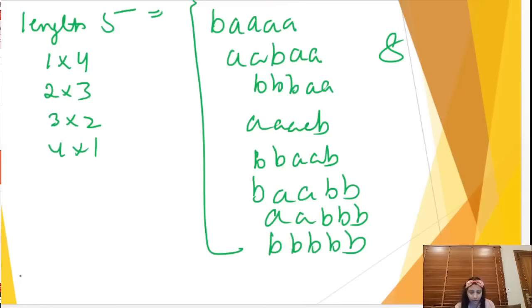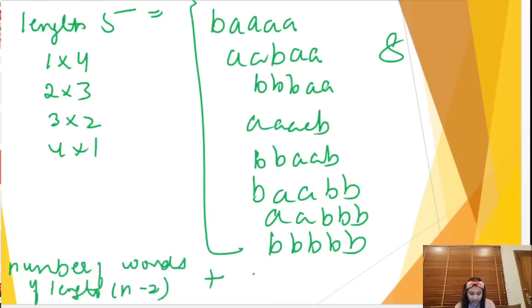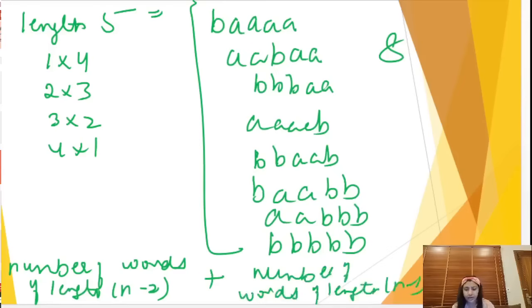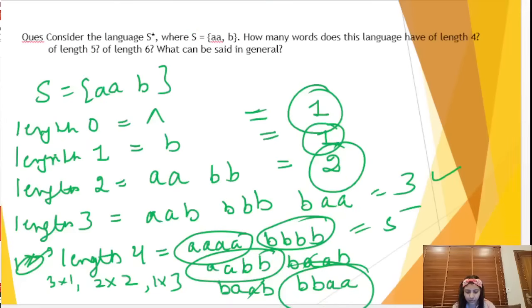So in order to find any word length, it is nothing but the number of words of length n minus 2 plus the number of words of length n minus 1. So if I have to find it, let's say further, it says length 6. So length 6 will be nothing but length 4 strings plus length 5 strings. So that will be 5 plus 8. I will have 13 words in total.